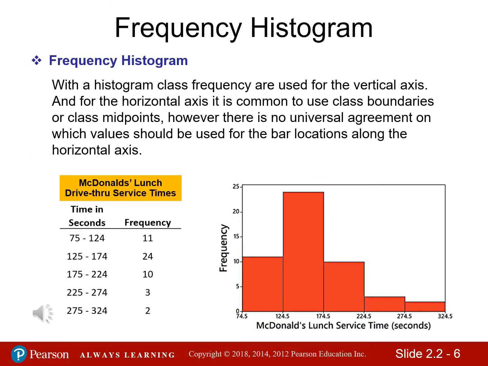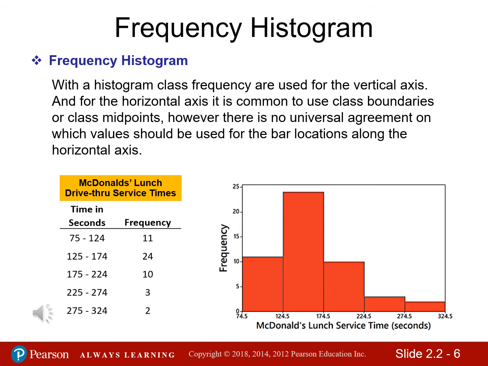With a histogram, class frequencies are used for the vertical axis. And on the horizontal axis, it is common to use the class boundaries or the class midpoints. However, there is no universal agreement on which value should be used for the bar's location on the horizontal axis. Recall that the vertical axis is the axis that goes up and down. This is sometimes called the y-axis. And the horizontal axis is the axis that goes left to right. This is sometimes called the x-axis.